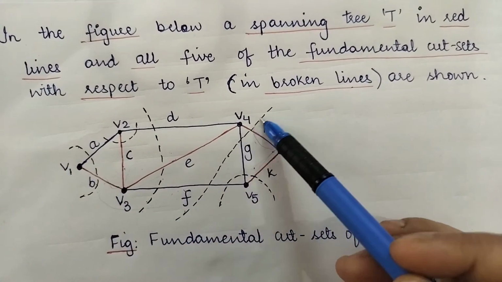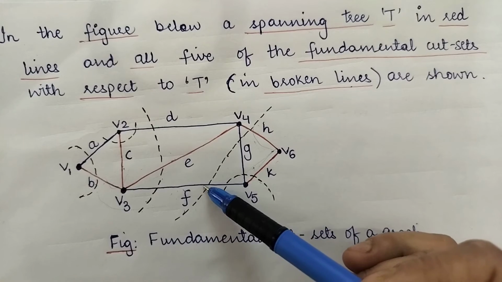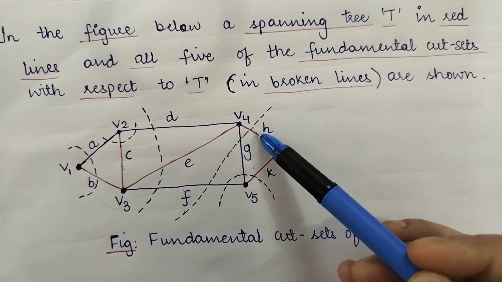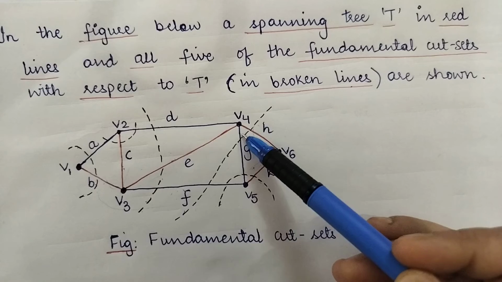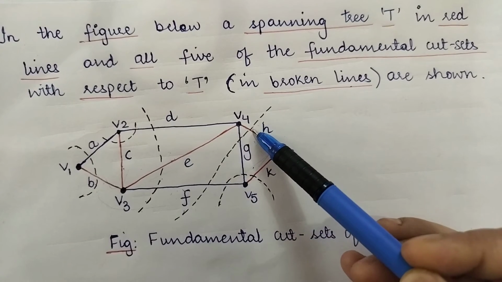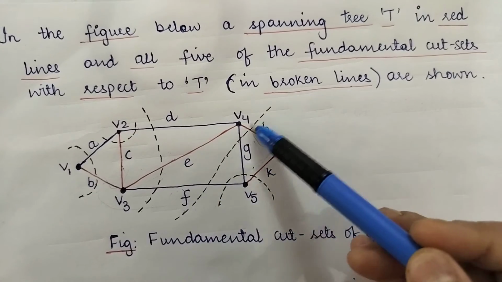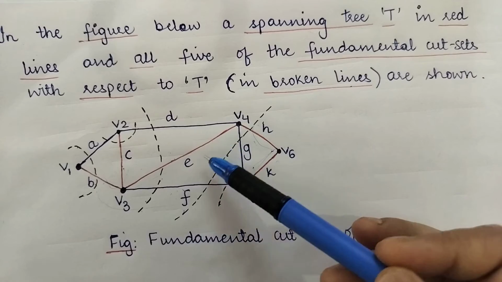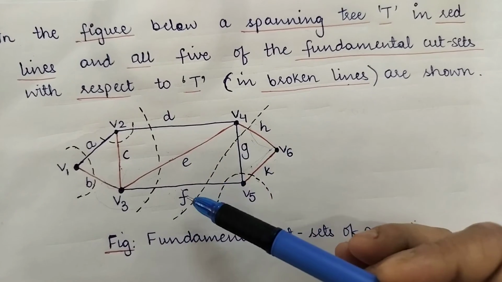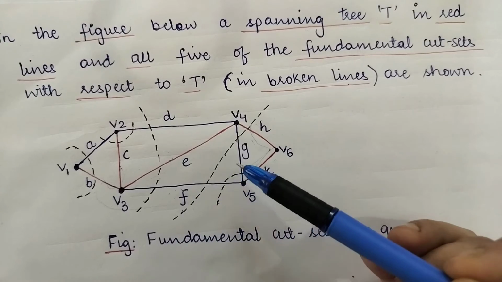Now if I move on to this particular cut set, you can see these broken lines going from the edge F through edge G till edge H. So basically it is covering 3 edges. Out of these 3 edges, H is a branch and G and F are the chords with respect to the spanning tree. Hence I can clearly say that this is also a cut set consisting of edges F, G and H, out of which H is a branch and F and G are chords.